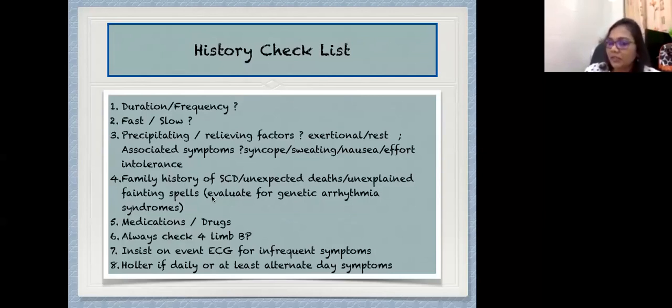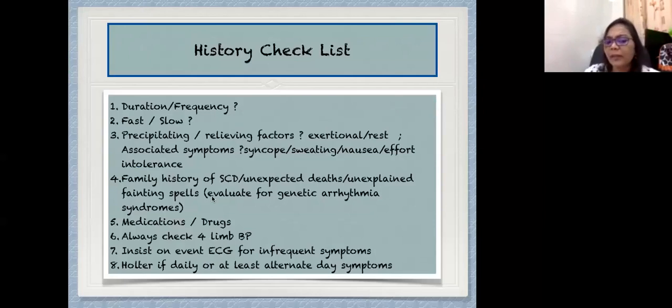Again, medication, drugs which can cause palpitations, and hypertension can also present with palpitations, so you have to check the four-limb blood pressure. And when you decide about workup, if the frequency of palpitations is very infrequent, then the best way to say whether there is actually any abnormality happening or not is asking the patient to go for an event ECG, to get an ECG when they actually have the symptoms and look into that ECG. And if the ECG is absolutely normal at that time, then you have ruled out significant heart disease.